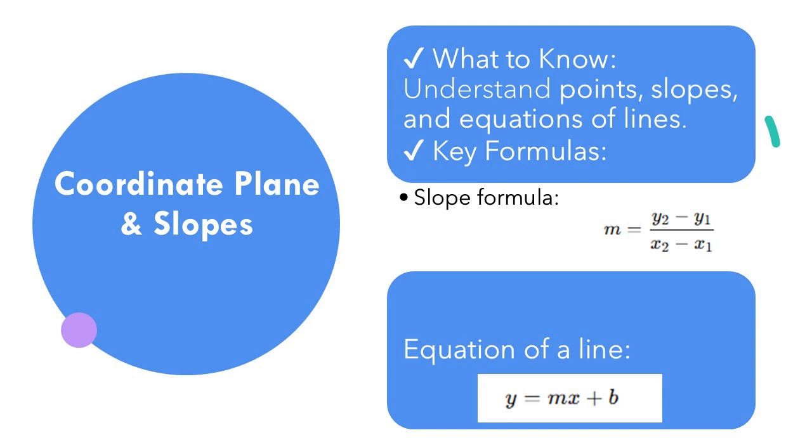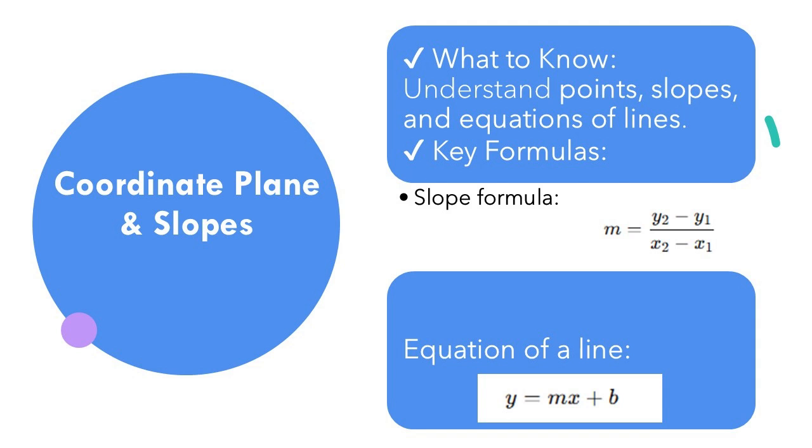Key formulas. Slope formula. M equals y2 minus y1 divided by x2 minus x1. M represents the slope of the line. The slope tells us how much the y value changes for every 1 unit increase in x. x1, y1 and x2, y2 are 2 points on the line. The subscript numbers, 1 and 2, just differentiate between the first and second points.